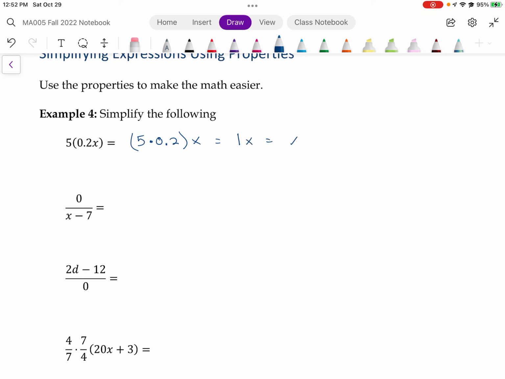0 over x minus 7, well, I know it looks like hard math, but it's 0 divided by something. It doesn't matter what the bottom is. It's just 0. Same with this one. It doesn't matter what the top is. This is undefined. Always undefined. It does not matter what's on top.